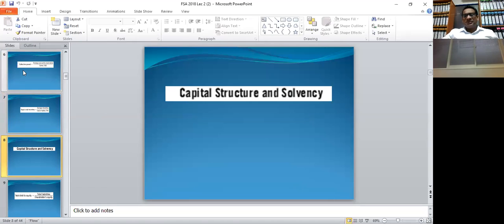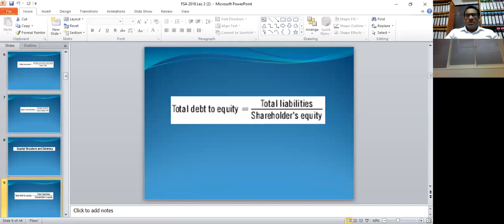We move into capital structure and solvency, gearing ratios. Now, gearing ratio you can calculate in many different ways. One way of calculating the gearing ratio is by taking total liabilities and dividing that by shareholders' equity. So we divide total liabilities by shareholders' equity. So nothing new.